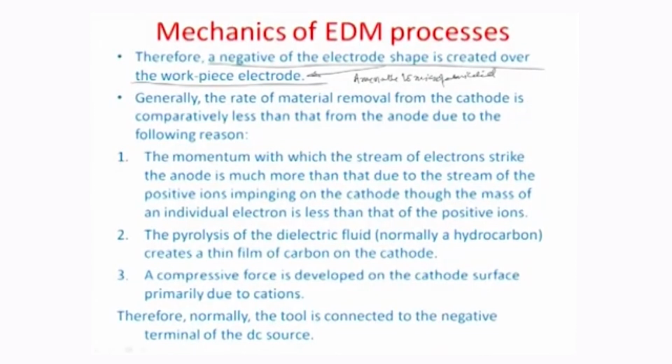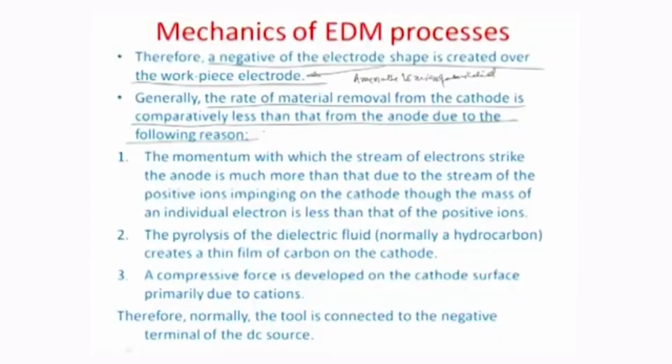So, generally the rate of material removal from the cathode is comparatively lesser than that from the anode, and it is obvious why this happens. One of the main reasons why the material removal rate is always higher at the anode in this case is that the momentum with which the stream of electrons strikes the anode is much more than that due to the stream of positive ions impinging on the cathode, though the mass of an individual electron is less than that of the positive ion.